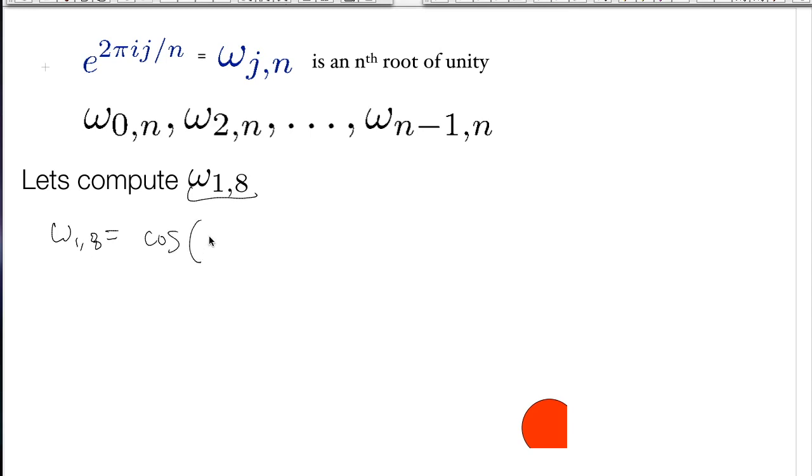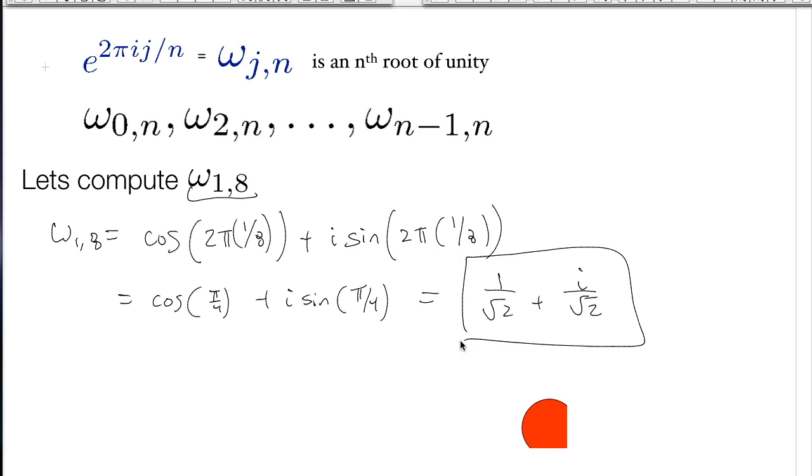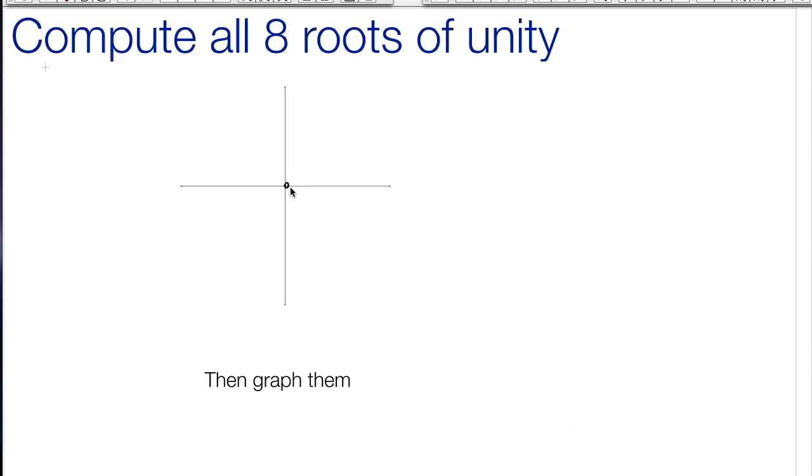So let's do it. Omega 1 comma 8 is going to be cosine of 2 pi times 1 over 8 plus i times sine of 2 pi times 1 over 8. What does that equal? Use your sheet. Cosine of pi over 4 plus i times sine of pi over 4, which is 1 over square root of 2 plus i over square root of 2. That is our root. Let's draw them.